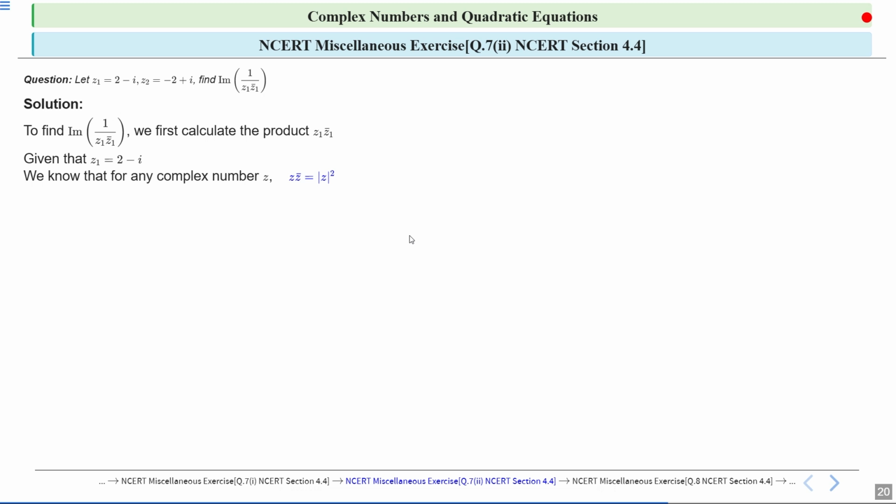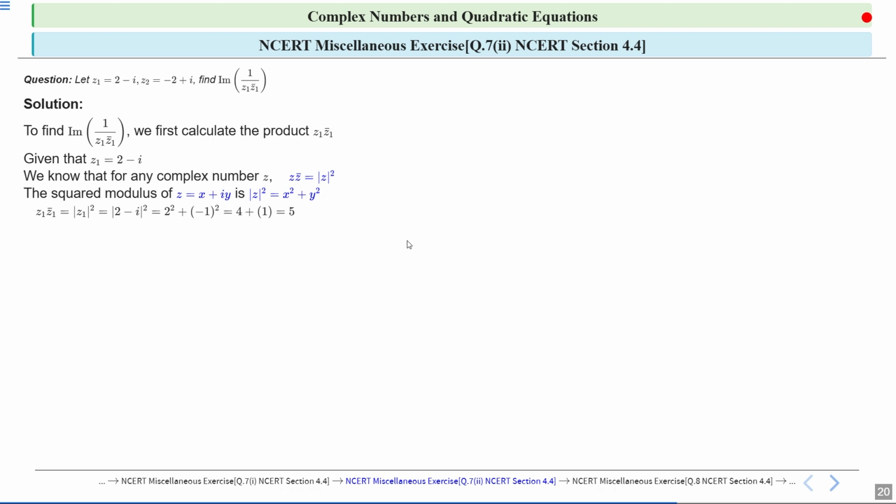And we know that for any complex number z times z bar equals modulus of z whole square. So let's recall how to find the modulus squared of a complex number. So if z equals x plus iota times y, then the modulus squared is x square plus y square. This means we square the real part and the imaginary part separately and then add them together.